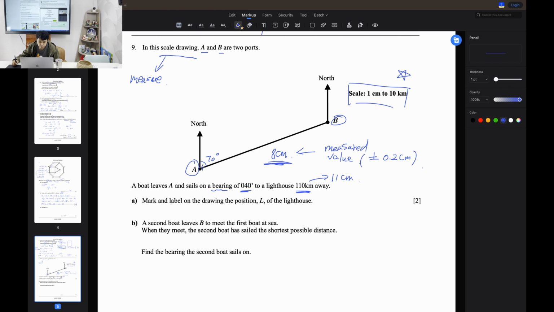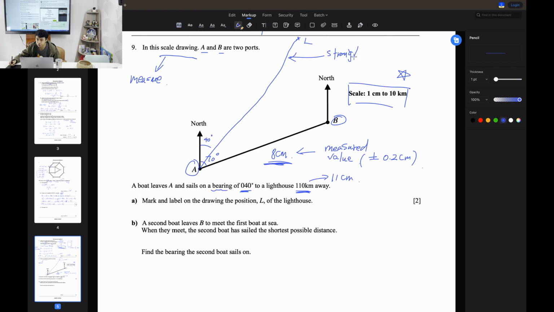So if you are to draw the 40 degree bearing, it is always from north, right? From your direct north, clockwise. So let's say 40 degrees is up to here, and you have to draw an 11 cm line, probably somewhere here, to point L. Then you got to draw it. Anyway, just take this one as a straight line.